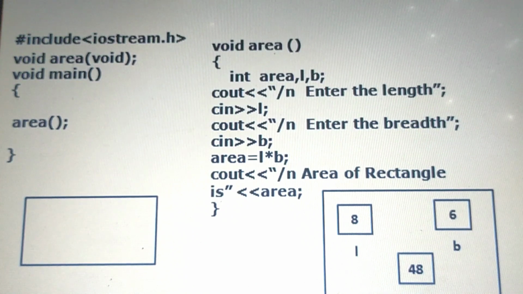In such a way we can write a simple function in the program. This is how to implement a simple function in the program. In such a way we can implement it. Okay, is it clear now?